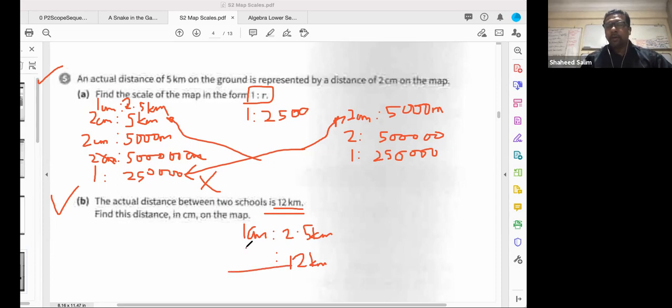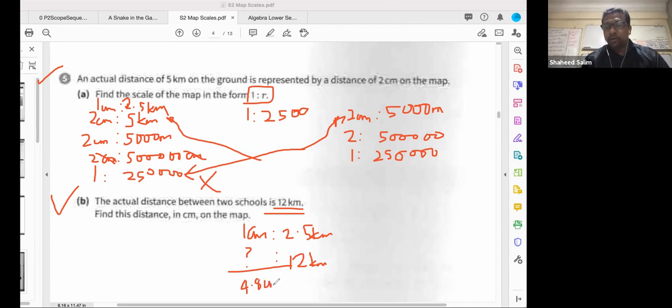What is this? Remember, you want to find down here, you have to divide. Divide by what? You get your answer straight. What do you get? 4.8. Okay, correct. 4.8 cm.